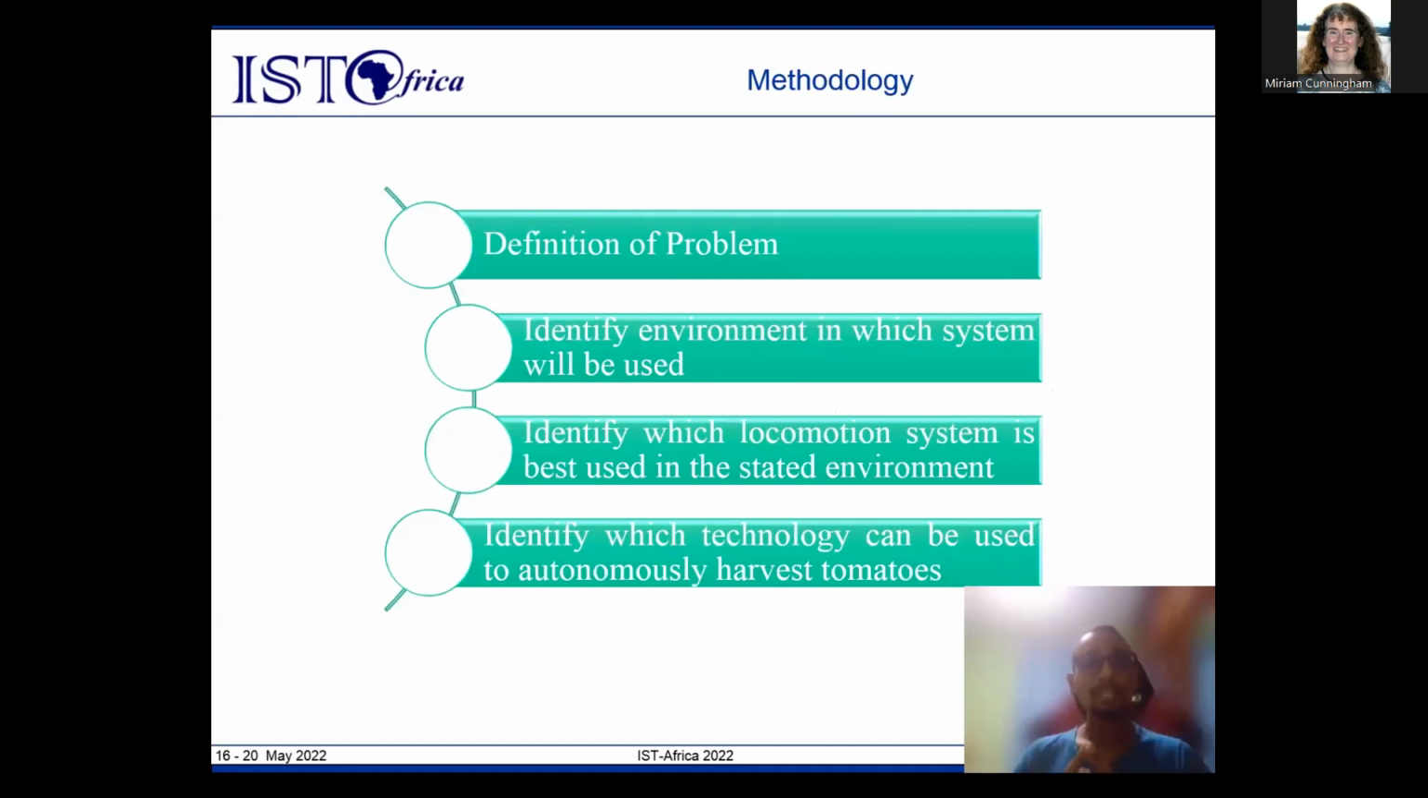Now, let's move on to the research approach of the project. We started off by defining the problem. Then, we identified the environment in which the system would be used. In our case, tomatoes in Mauritius are best grown in greenhouses. Afterwards, the systems to autonomously harvest and to move around the greenhouse were identified.